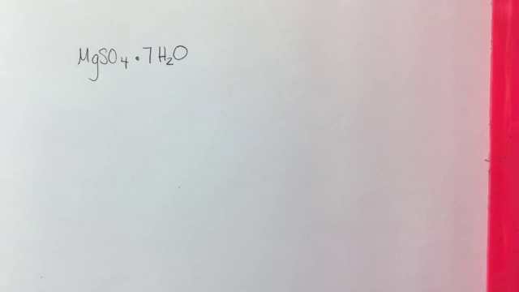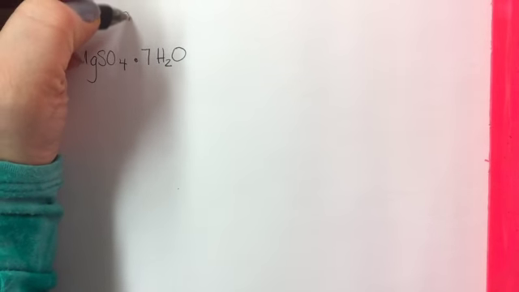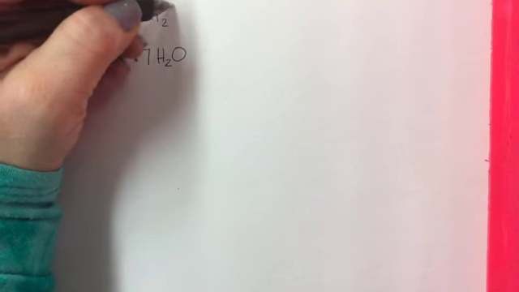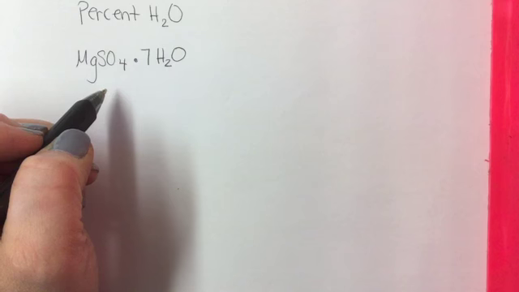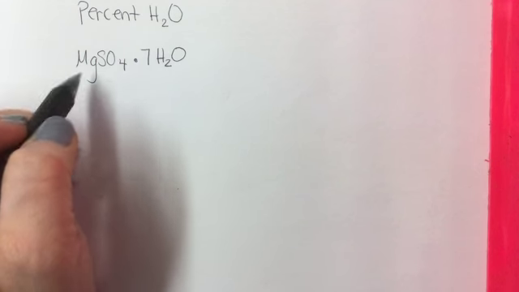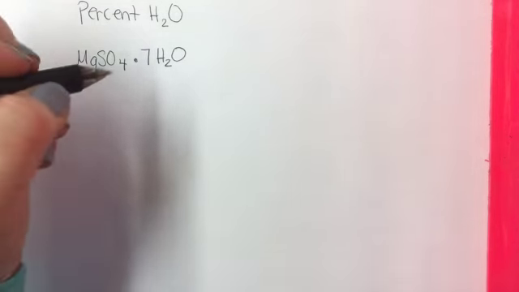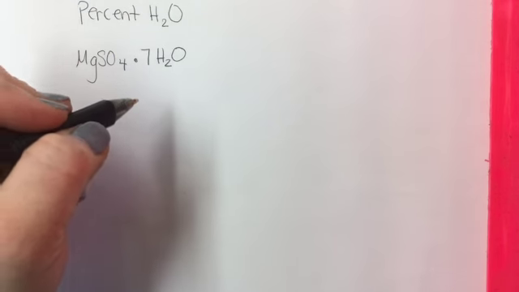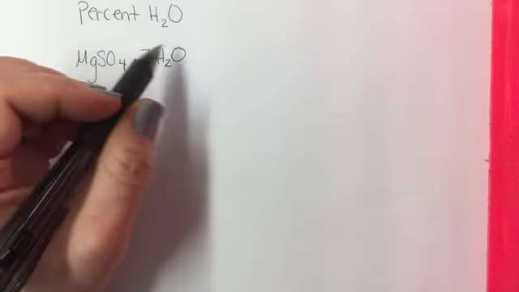So today we're going to be focusing on calculating the percent water in a hydrate. If you remember from yesterday, a hydrate is usually a salt with a crystalline structure, and within that crystalline structure there are actually water molecules that help build the structure. So we are going to learn how to calculate the percent of water by mass in this hydrate.